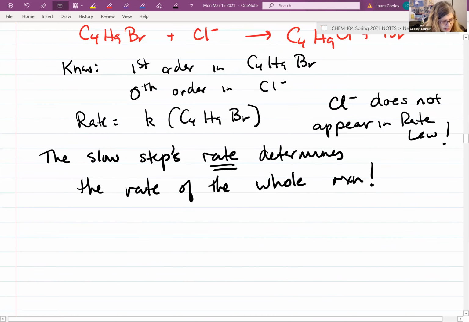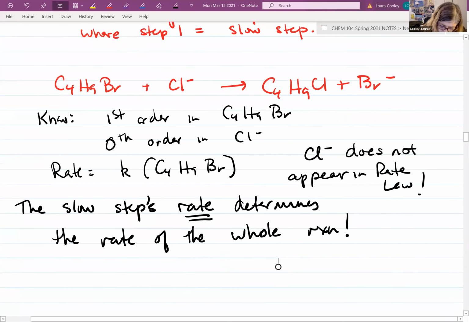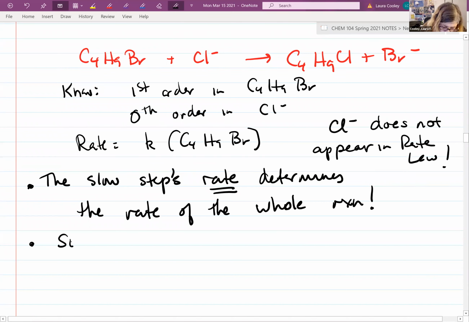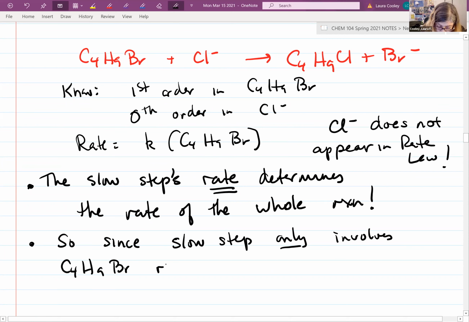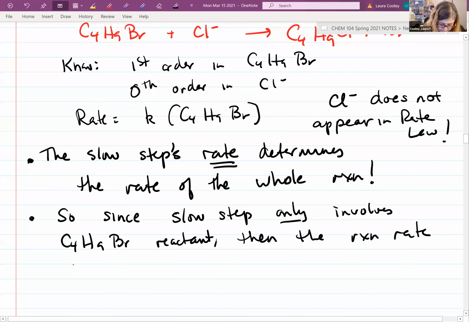And since the slow step is just C4H9Br turning into that carbocation, that's the only thing that's going to be in the rate law. So the slow step's rate determines the rate of the whole reaction. Since the slow step only involves the C4H9Br reactant, the reaction rate is determined only by that concentration.